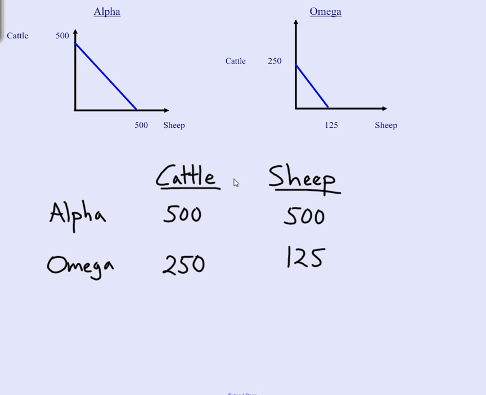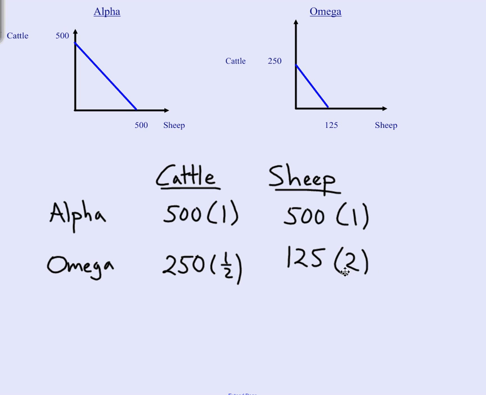So if I take 500 and put it over 500, then my opportunity cost is going to be, 500 over 500 is 1, and then output over the opportunity cost of the sheep again reduces down to 1. For Omega, if I want to know the opportunity cost of the cattle, I take 125 and put it over the 250, which is 1/2.